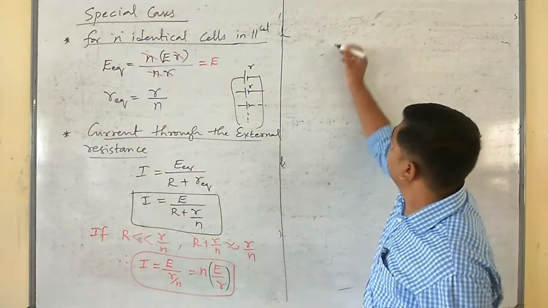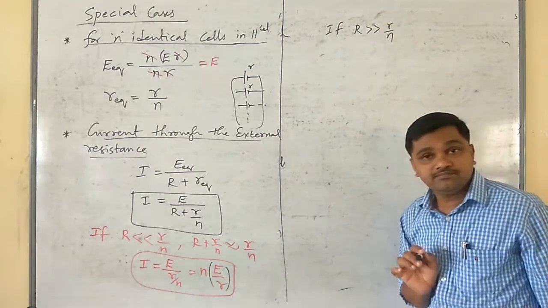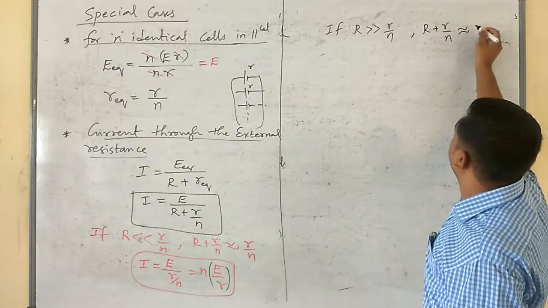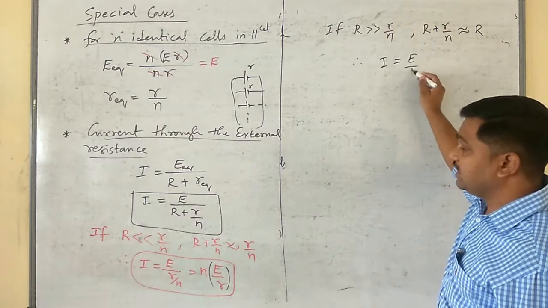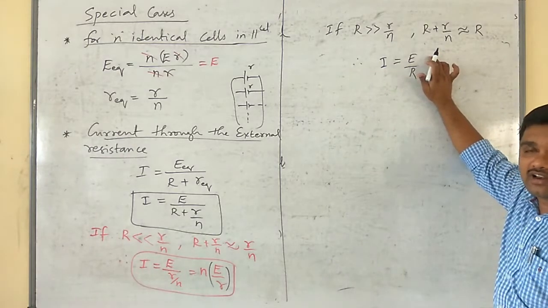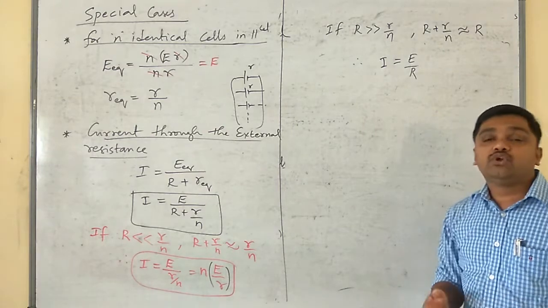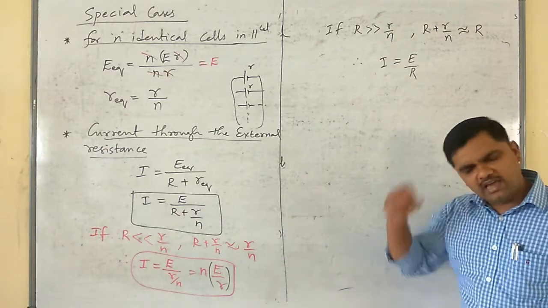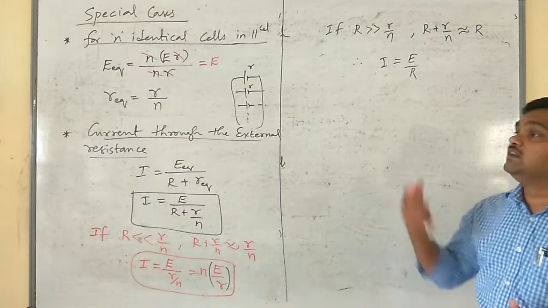Similarly, if R is very much greater than r by n, then what happens? R plus r by n will become approximately equal to R. Therefore, I is equal to E by R will come. It means what? This is the current offered by only one cell, or single cell. Hence, in parallel combination, to draw more current, the value of external resistance has to be as small as possible. Okay? Anyhow, so that's it from the cells.